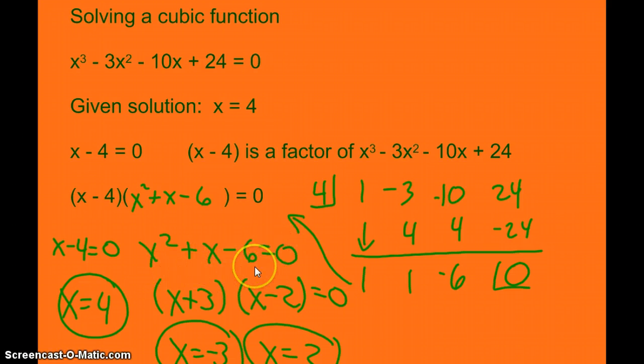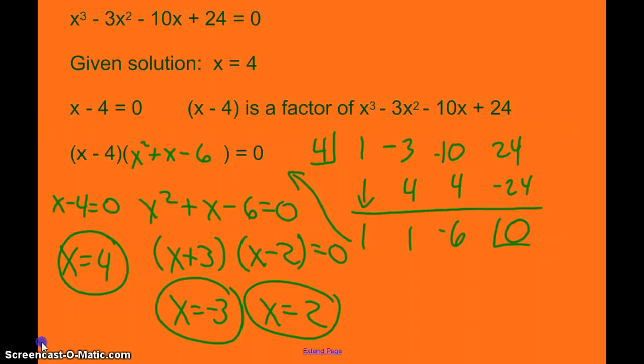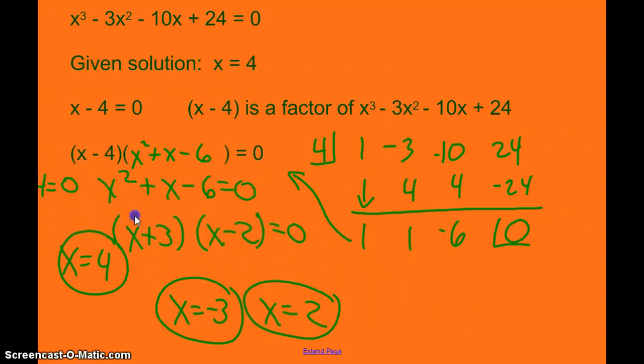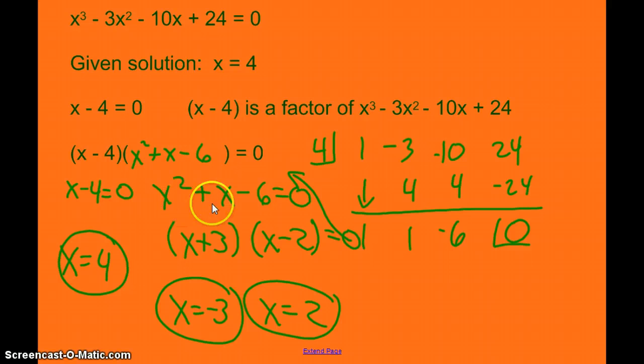In this form, it can be factored. I can come up with numbers that multiply to negative 6 and add to 1. Those are 3 and negative 2, giving me my solutions, x equals negative 3 and x equals 2. The type of factoring we're doing here, with the x squared plus x minus 6, is the exact same concept we used above when we said I have a parenthesis times a parenthesis, so I can split them into 2 separate equations. Then I did it again to get my other 2 solutions. So those are the 3 solutions to this equation.